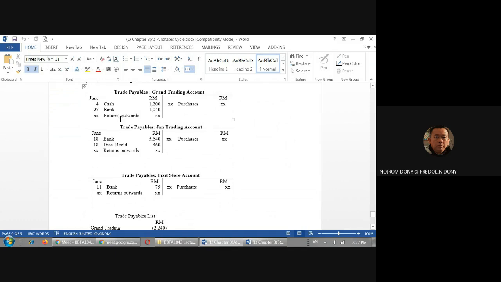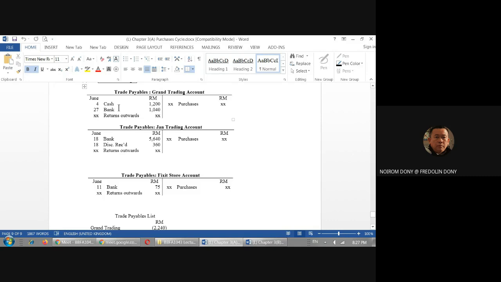So come on, meaning you just have to open your mind. These are the only transactions. So you must take control of how to record it by understanding it. Now, how to understand? First thing, trade payable is a liability, a credit item. So increases will be on the credit side, and decreases will be on the debit side.